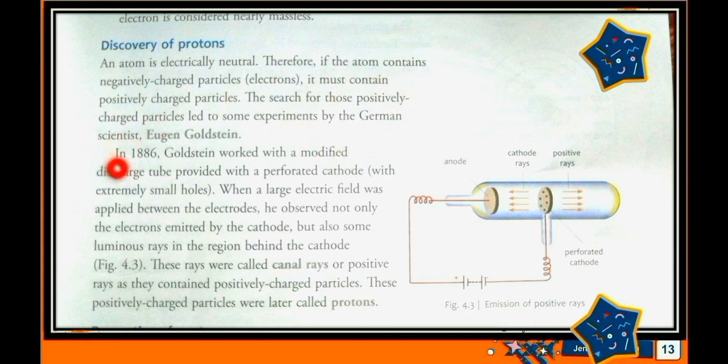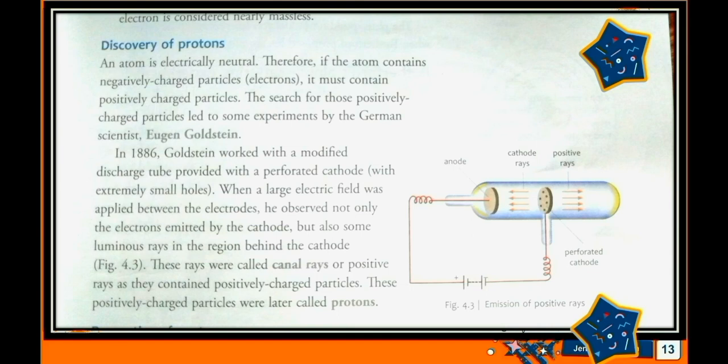which were performed by the German scientist Eugen Goldstein. Okay. So in 1886 Goldstein worked with a modified discharge tube. The discharge tube which was used earlier by William Crookes was then modified a little bit and used by J.J. Thomson. Now this Goldstein, what he did, he modified that discharge tube again.